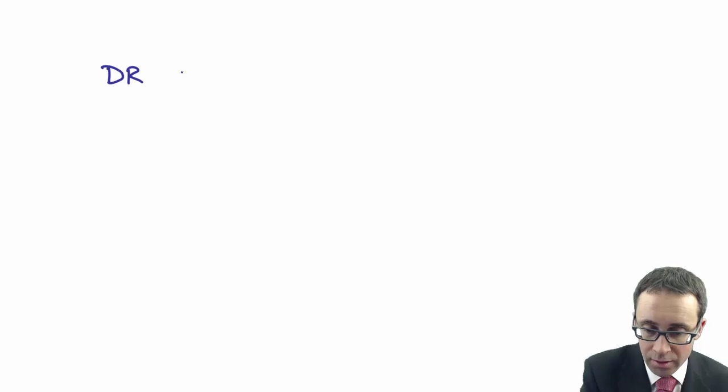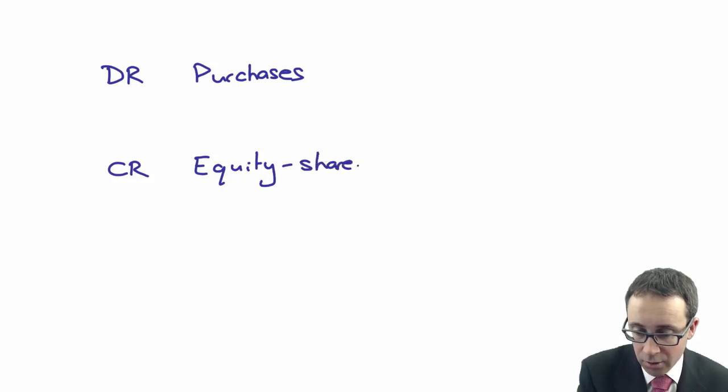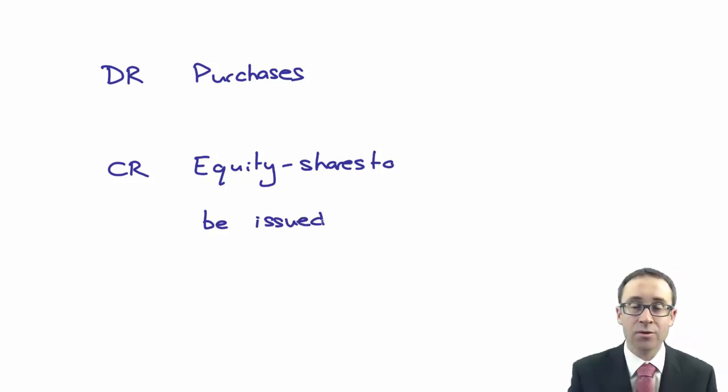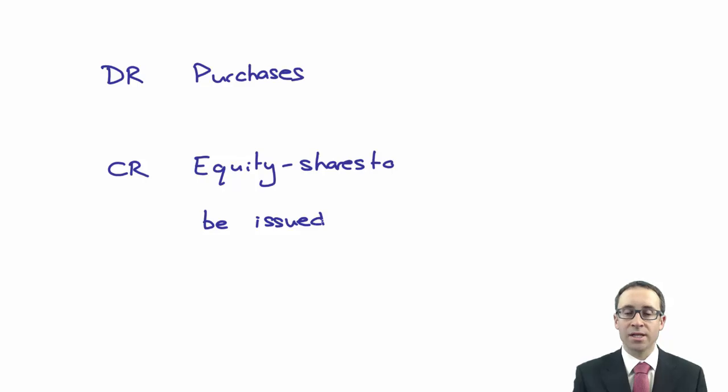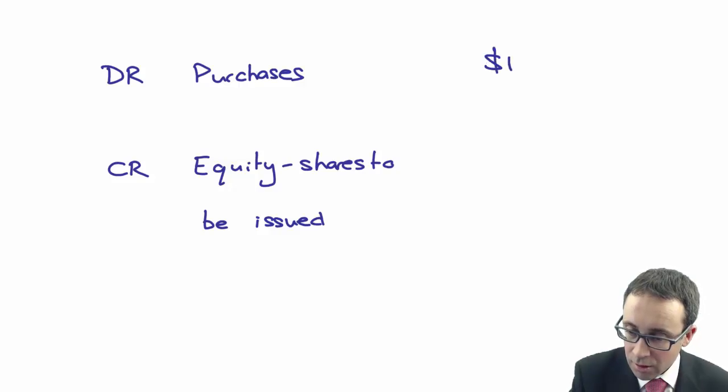So when you're looking at the journal entry, you are debiting your purchases, crediting not payables but equity, and your equity under that shares to be issued category is part of your other components of equity. Key bit, once again, is that we need to look at the fair value of the goods. They are there at $10 million.